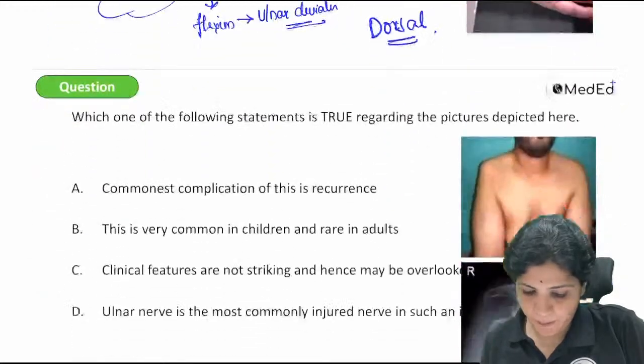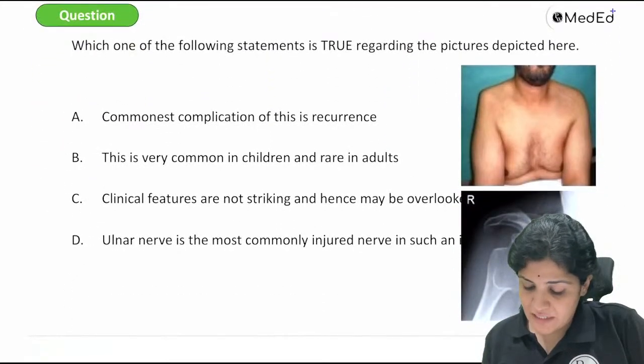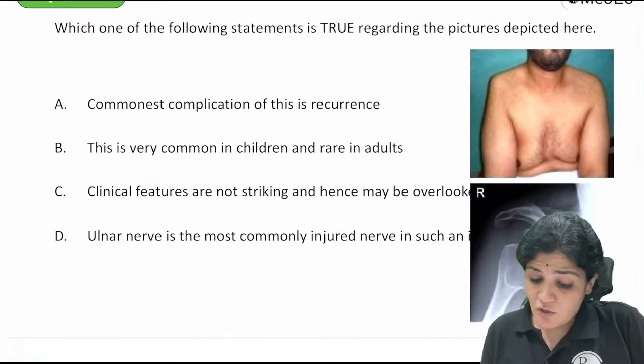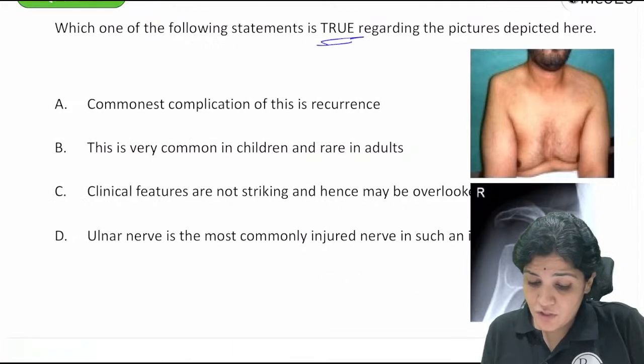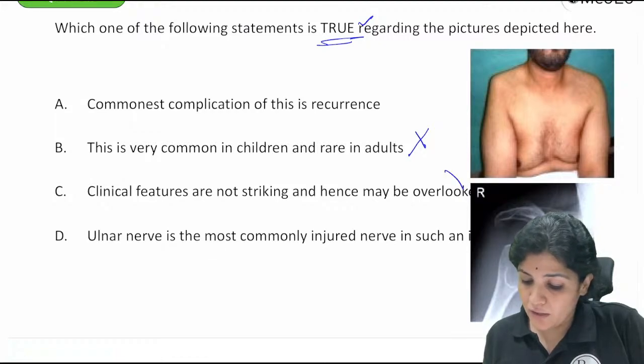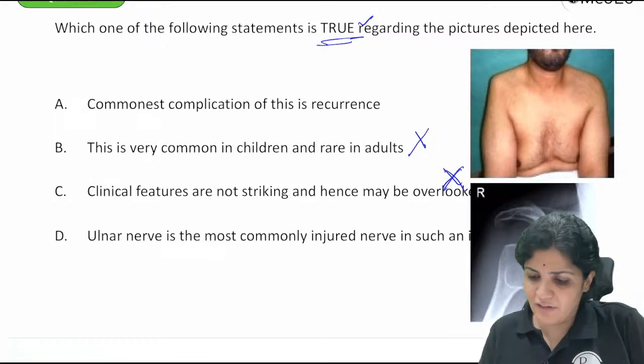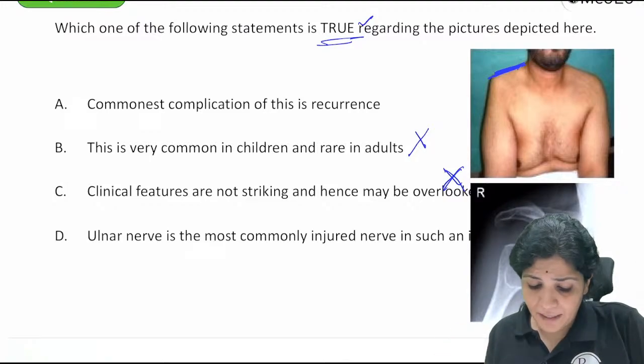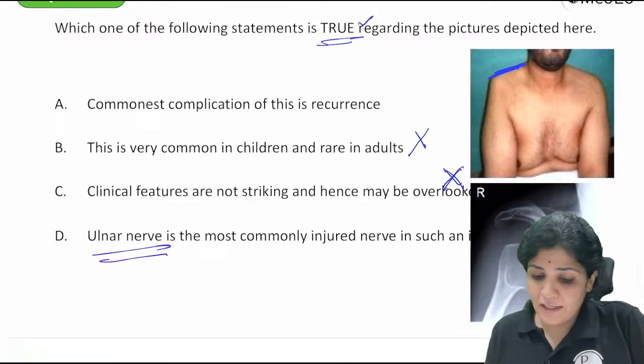Okay, what is this? We have discussed this also. The commonest complication of this is recurrence, which is true. Very common in children and rare in adults? It is not striking and hence may be overlooked? No, the clinical features are very, very striking. You can see it has become straightened. The patient will have severe pain, and the ulnar nerve is most commonly injured?